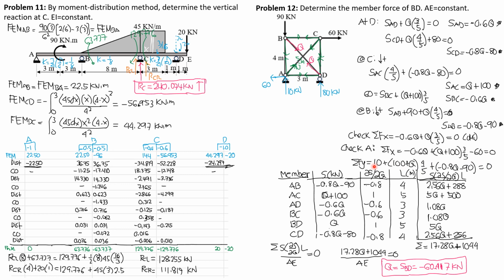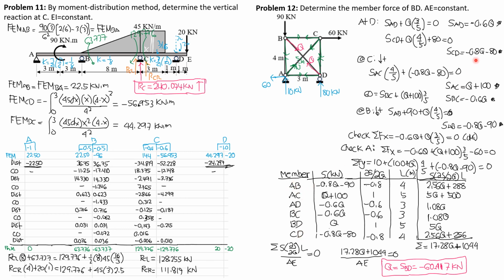Then finally, summation of forces in Y, we have 10 plus the vertical component of S_AC, which is 100 plus Q times 4/5, then plus S_AB, which is negative 0.8 Q minus 90. So it is also 0. That means we have analyzed and expressed all these members in terms of the correct expressions and Q. So we tabulate the members in alphabetical order.